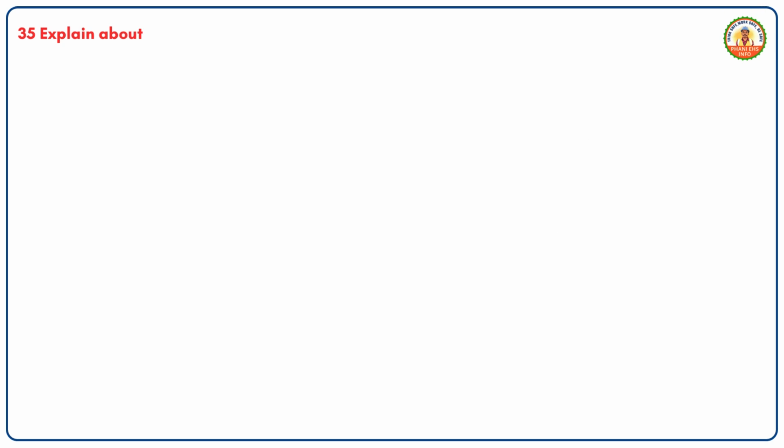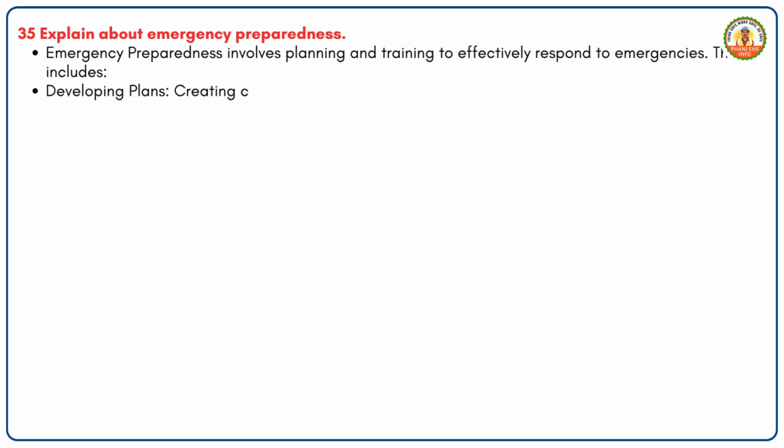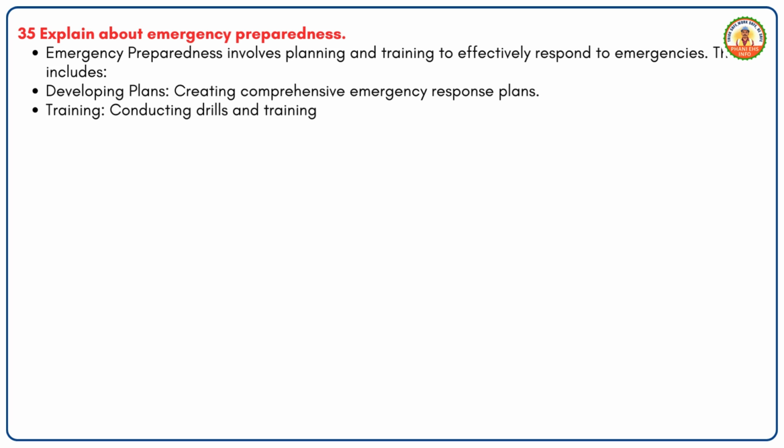35. Explain about emergency preparedness. Emergency preparedness involves planning and training to effectively respond to emergencies. This includes developing plans: creating comprehensive emergency response plans. Training: conducting drills and training sessions for employees.